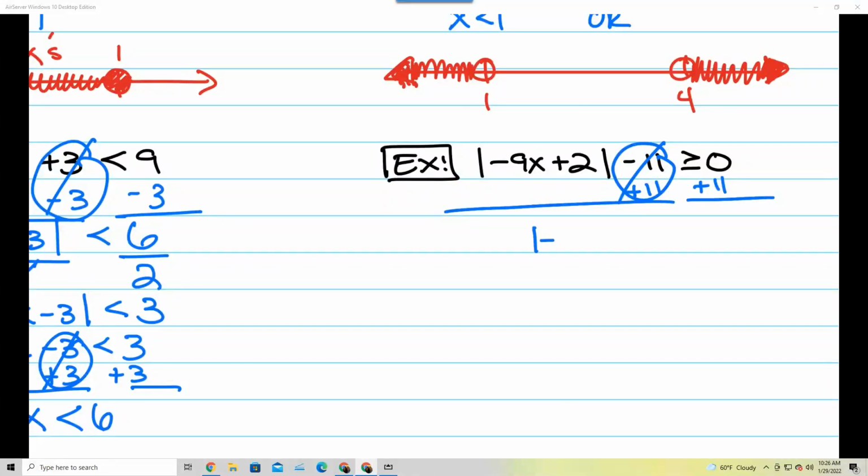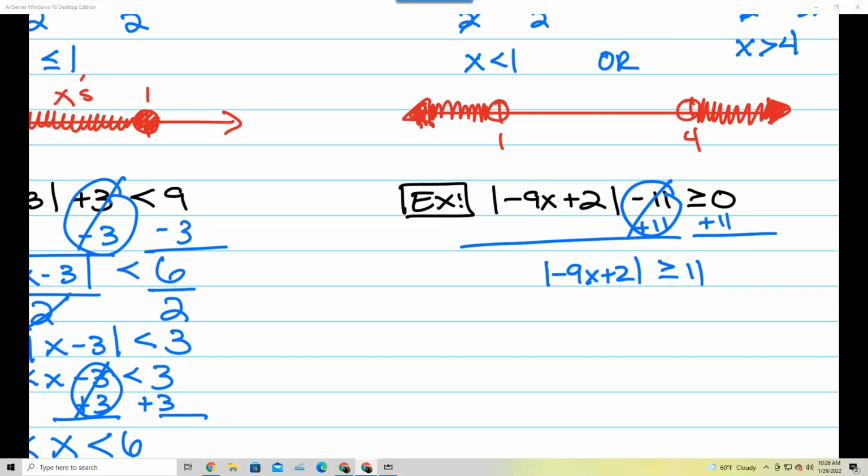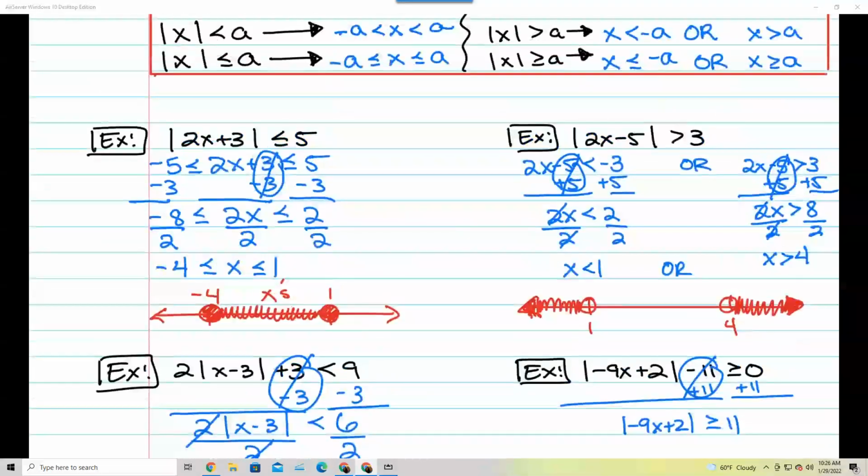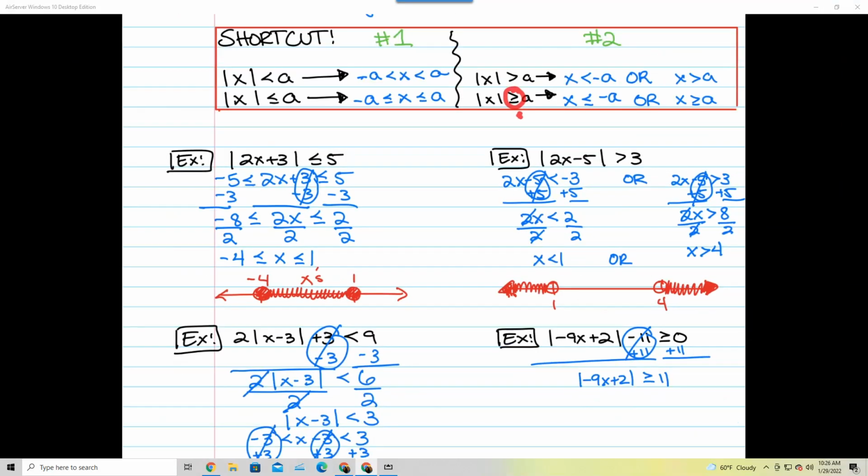Now I can bring down that |negative 9x plus 2| is greater than or equal to 11. I ask myself, can I take the shortcut? The answer is yes, because the absolute value is isolated. And now, since I can take the shortcut, I got to match it. So let's see, which shortcut are we going to be using here? I notice that this is a greater than or equal to, which means it matches up with this greater than or equal to. So I'm going to be using, unfortunately, shortcut number 2. As you can tell, I don't like using shortcut number 2. It's just a little bit more work.